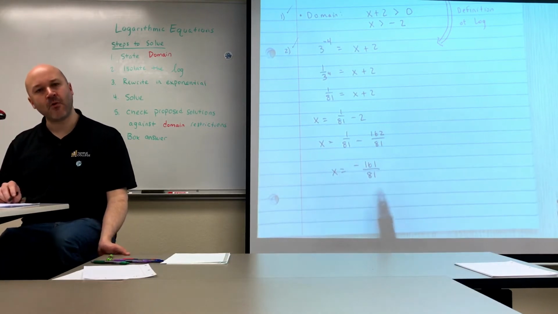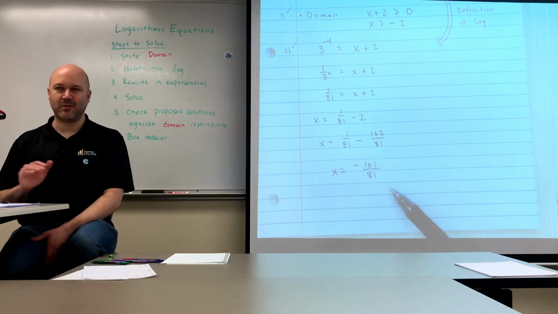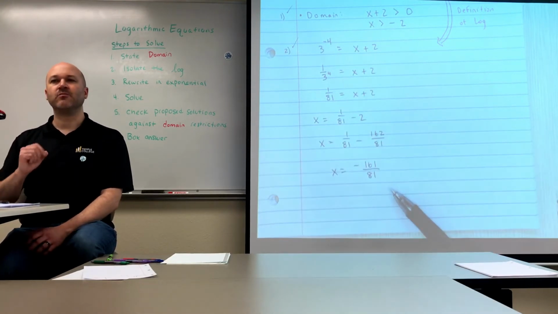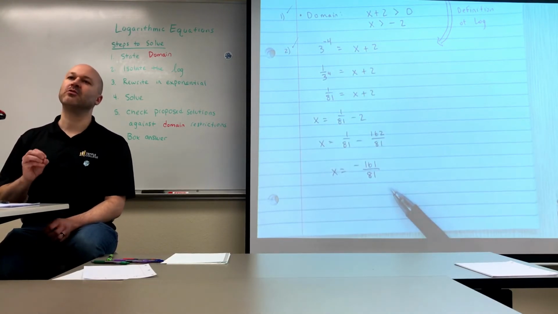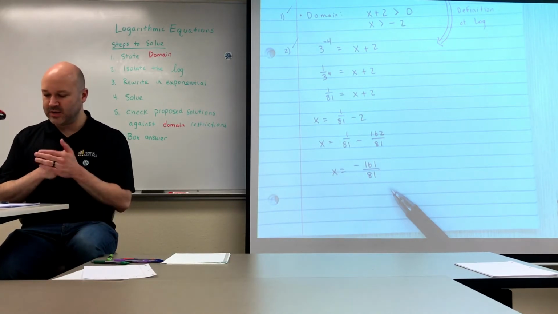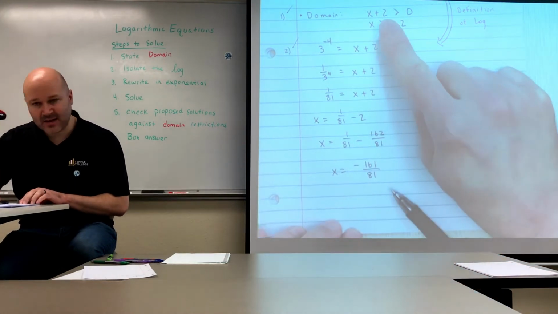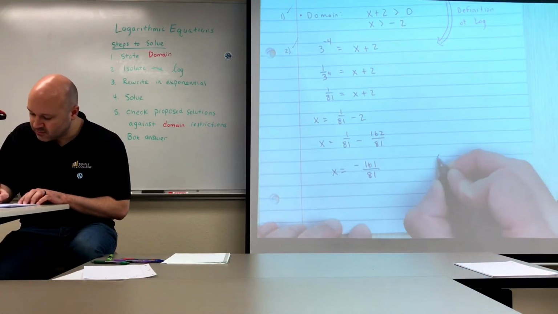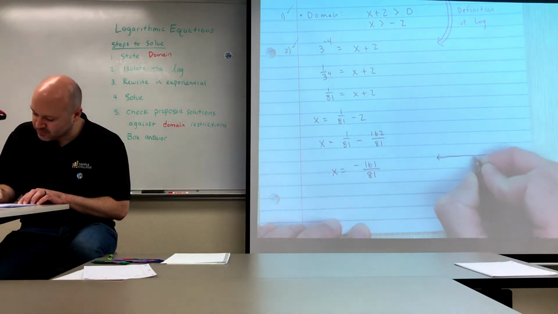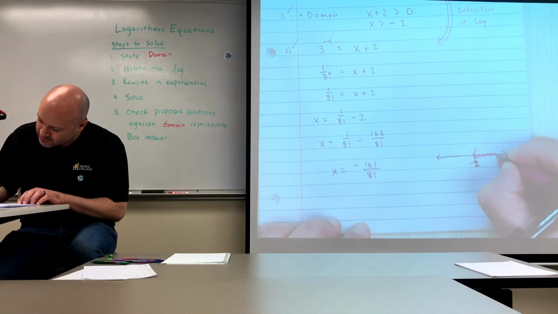Now, before I box my answer, I have to double check every time, no matter how easy you think it was. You've got to check your proposed solution with the domain restriction. We said our answer has to be bigger than -2. So on a number line, I can put down -2. And I'm talking about all these values.